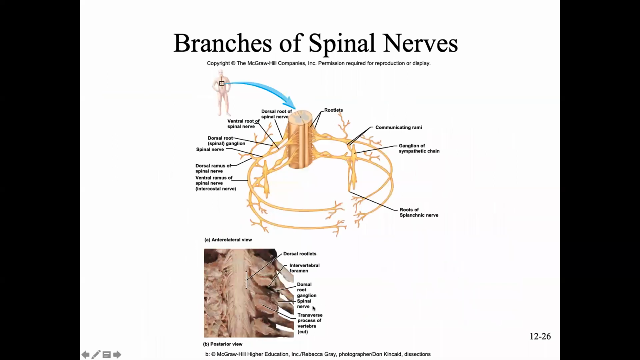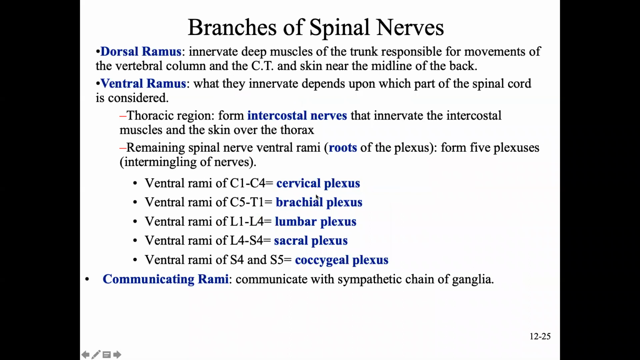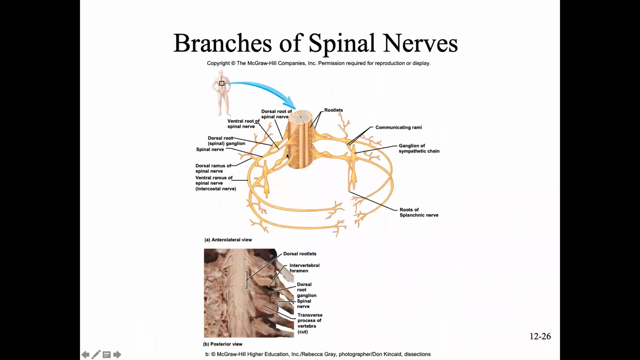Now, in terms of the cervical plexus, brachial plexus, lumbar plexus, sacral plexus. These are four I want you to know, and they're gonna form very important nerves that we're gonna talk about later on. The plexus are only from the ventral rami. So only from this part that goes in front, right? The one that goes dorsally, they do not form the actual plexus.